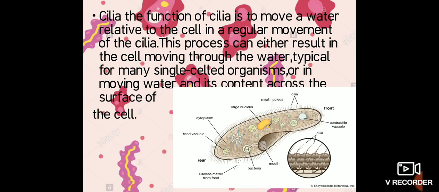We have the cilia. The function of cilia is to move water relative to the cell in regular movement of the cilia. This process can either result in the cell moving through the water, typical for many single-celled organisms, or in moving water and its content across the surface of the cell.